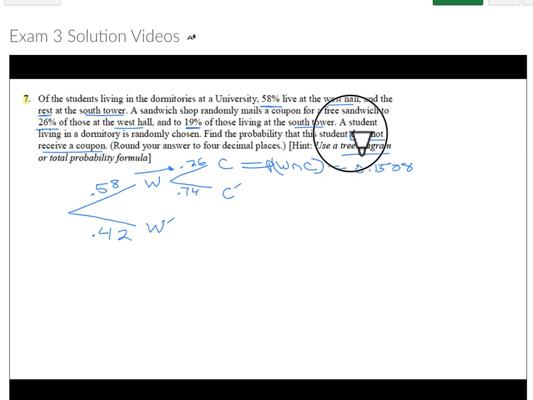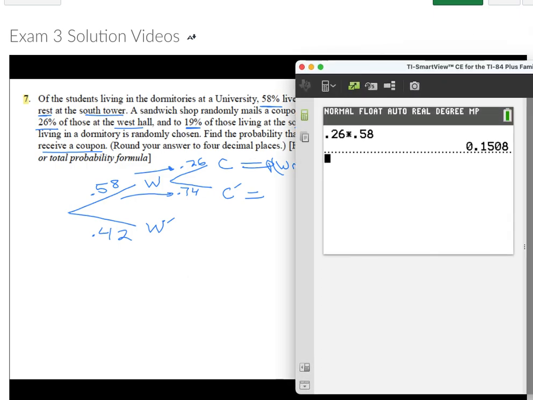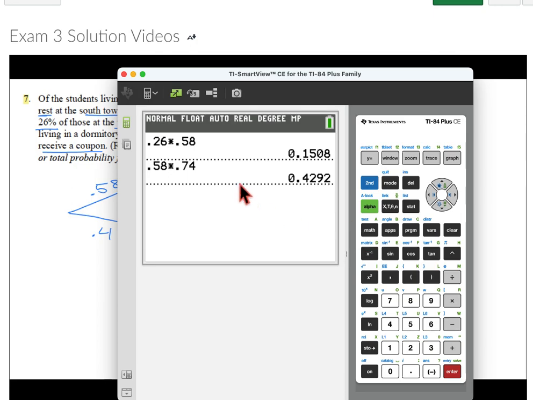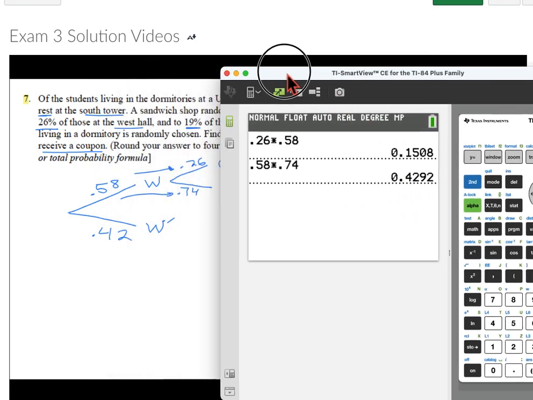We want they do not. Okay, so I carefully read these questions, does not. So actually, after doing that, that's great, but what I really want is the ones that didn't get a coupon, so this is the one I want, 0.58 times 0.74. So 0.4292.